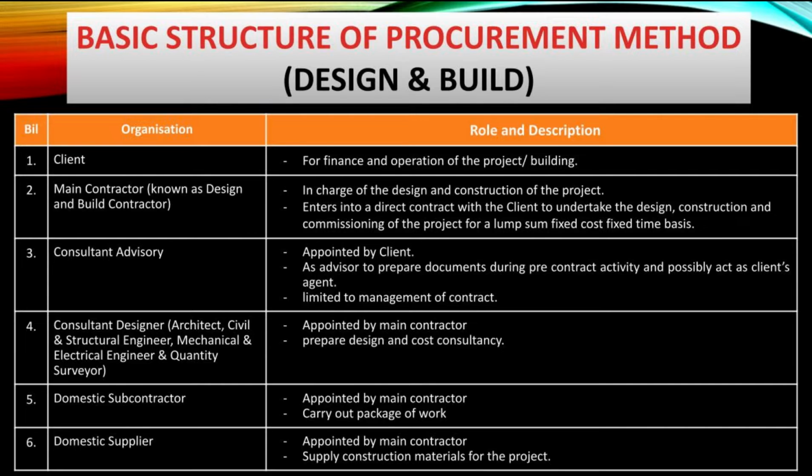Next, the design and build contractor will enter a direct contract with the client to prepare the design, construction and commissioning of the project on a lump sum fixed cost, fixed time basis. The design and build contractor will appoint their team like the designer team, such as architect, civil and structural engineer, mechanical and electrical engineer, and quantity surveyor to prepare the design and cost consultancy. The contractor also will appoint domestic subcontractors and suppliers to carry out some work packages and supply construction materials for the project.